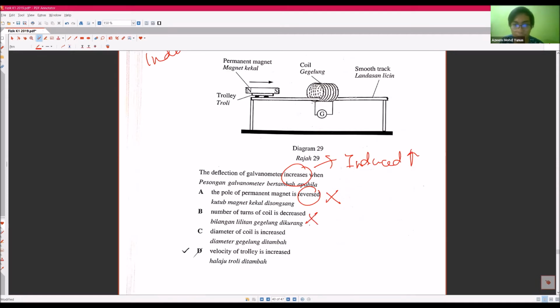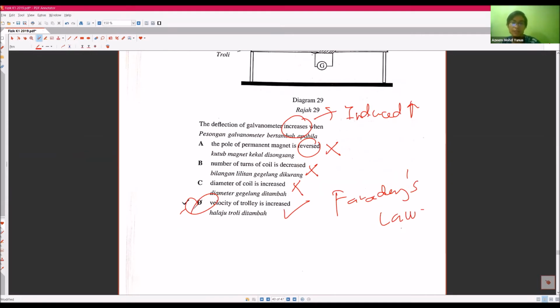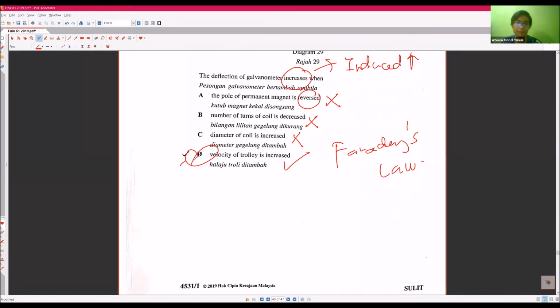Decreases is wrong because it will decrease the chances for the magnetic field lines to be cut. Or increases? No, it will increase slightly, but it's not much. The velocity of the trolley increases, yes, this changes here. This basically asks us about Faraday's law, the application of Faraday's law in order to increase the magnitude of the induced current.